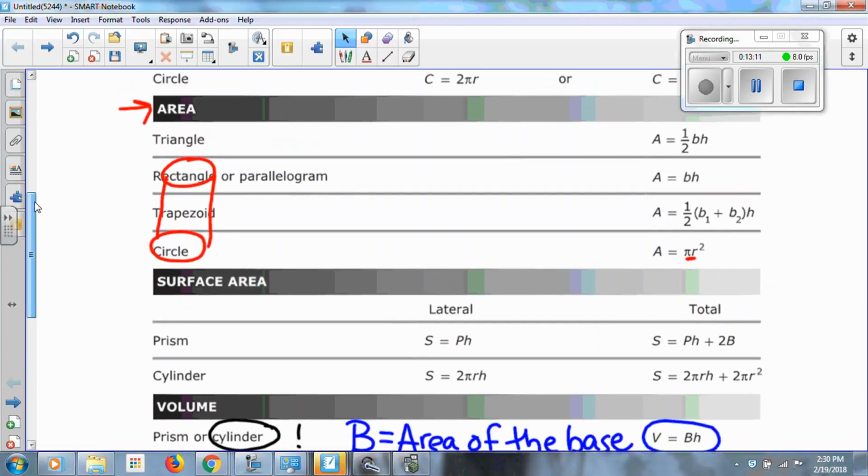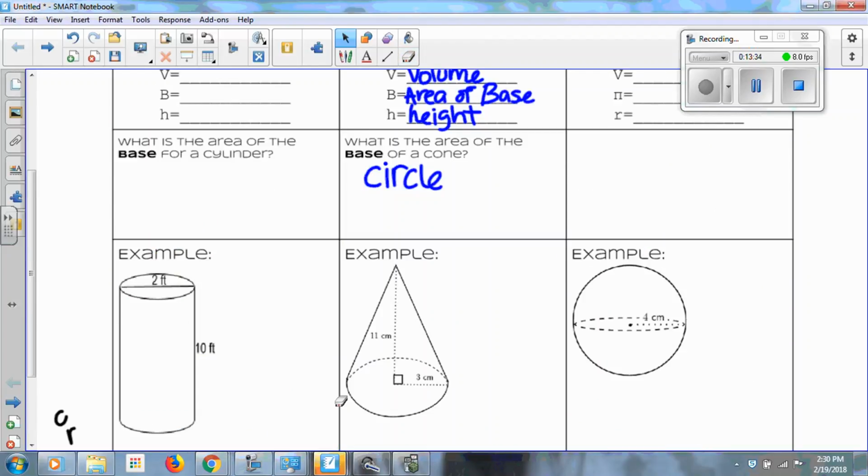Go to where it says area on your star chart. Here is a circle, same as a cylinder. Area equals pi r squared. So we're going to keep that for our big B, because that's the area of our base, which is a circle. So let's go back to our notes, and we can answer that now. What is the area of the base of a cone? It is pi r squared, because that's what the area of a circle is, pi r squared.